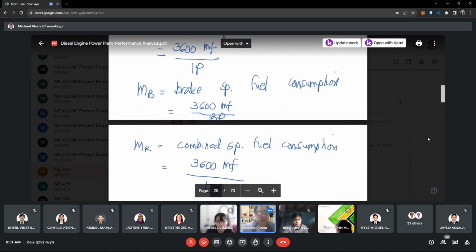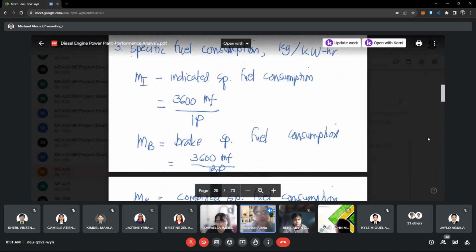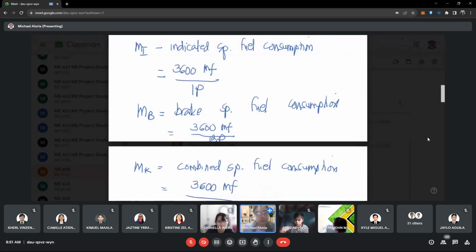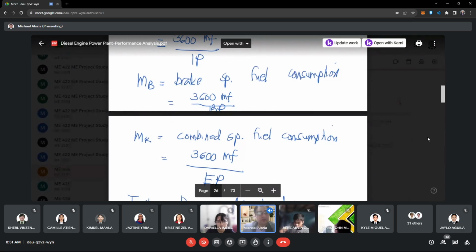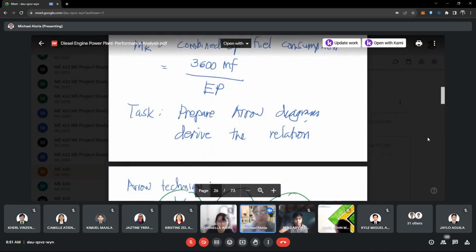MI, MB, MK, they only change. This is the only thing that changes. MF is constant. They are all the same. Okay, so your task is to prepare the arrow diagram and derive the relation.